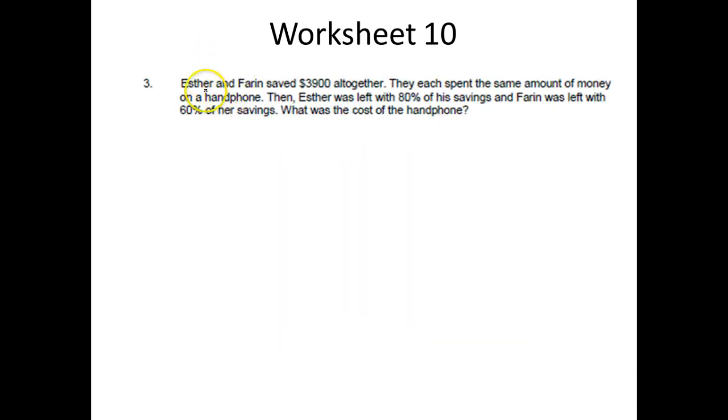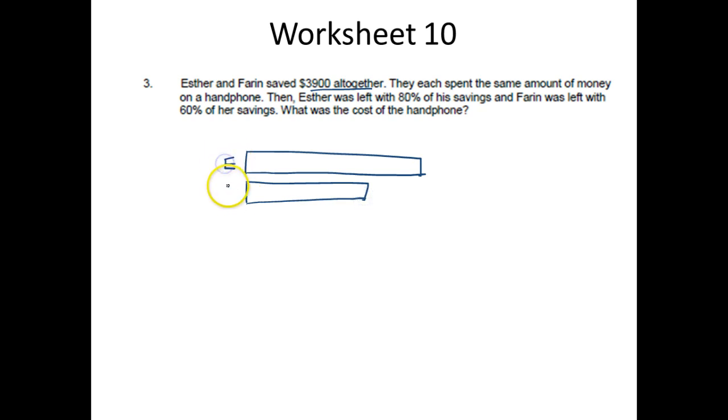Question 3. Esther and Farin saved $3,900 altogether. They each spend the same amount of money. So if I'm going to draw this, my model will look like that. They each spend the same amount of money on a handphone. Then Esther was left with 80% of her savings and Farin was left with 60%. So we know that Esther has more money than Farin.